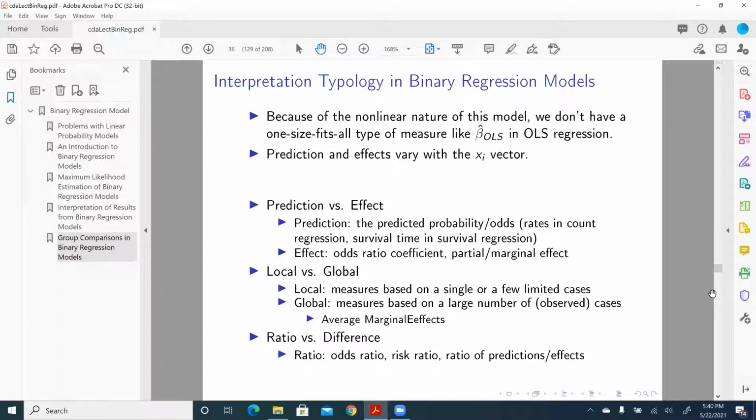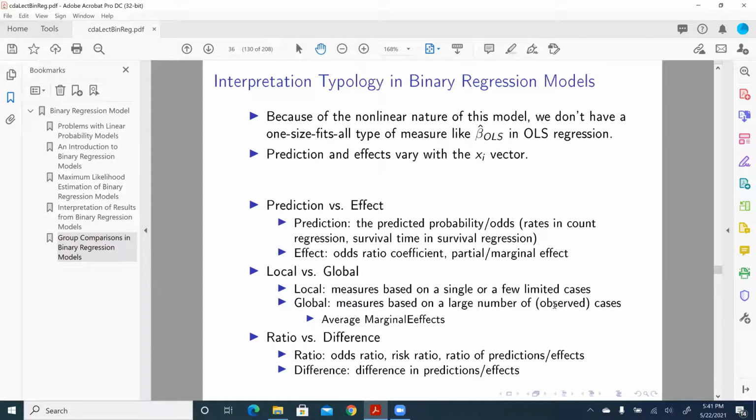It could be a ratio of, here I'm going to use marginal effect, a global measure, a ratio of average marginal effects from two different groups. So that measure involves ratio, global, and effect.